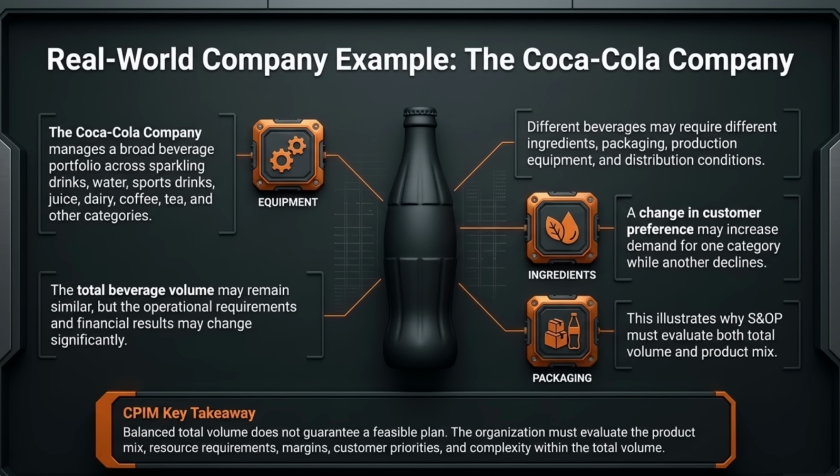CPIM key takeaway. Balanced total volume does not guarantee a feasible plan. The organization must evaluate the product mix, resource requirements, margins, customer priorities, and complexity within the total volume.